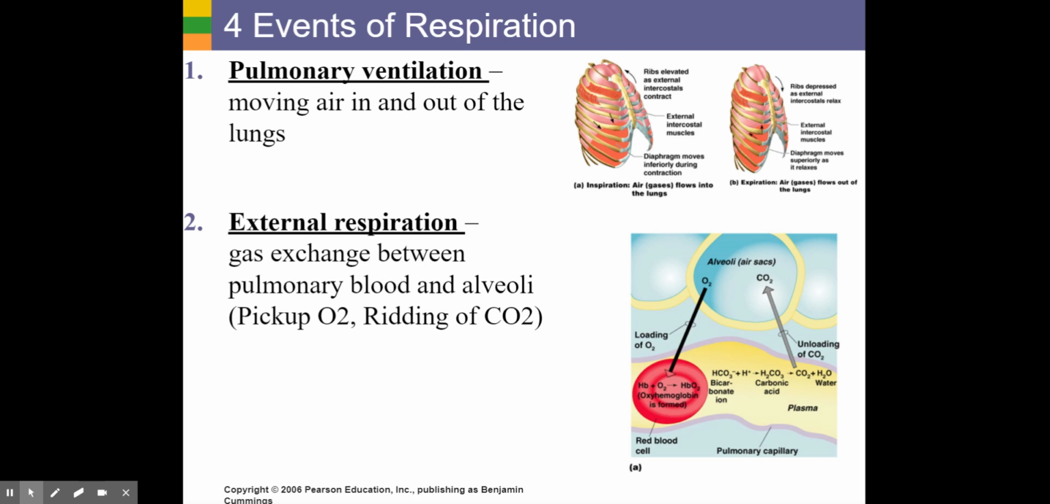When we talk about respiration itself, we can break it down into four events. All right. The first of those four is what's referred to as pulmonary ventilation. Pulmonary ventilation is simply moving air in and out of the lungs. So the basic process of pulling air down into the lungs and then expelling that air back out, that's pulmonary ventilation. External respiration then is the exchange of gases between that air that we just pulled in and the bloodstream. So again, picking up O2 and getting rid of CO2 is the basic process. But ventilation, again, is just moving air. Respiration is exchange of gas.